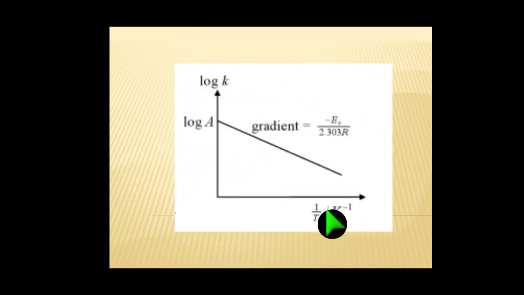Suppose we make a straight line graph of log A versus 1/T per Kelvin. Then we get a slope equal to -Ea/(2.303 R).